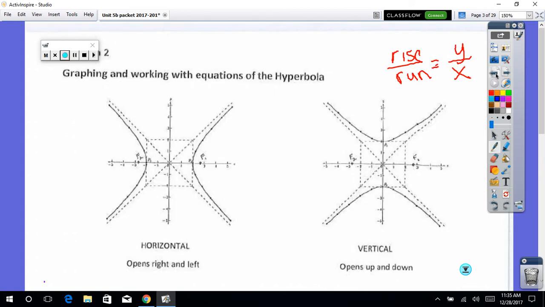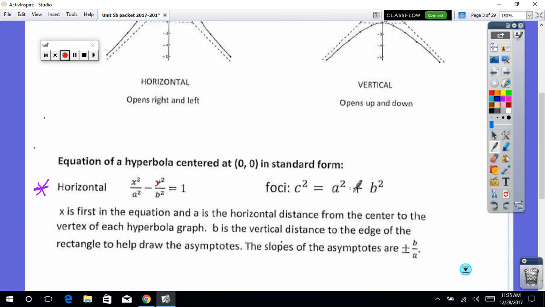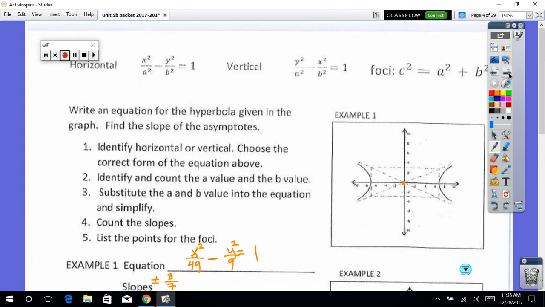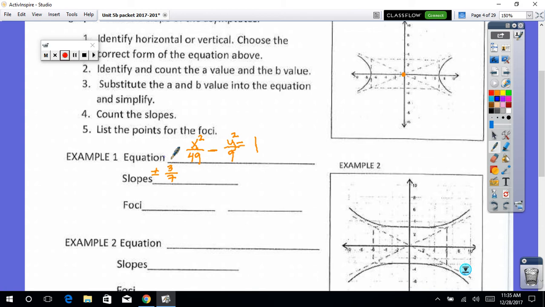Okay, look back at your foci formula, which is right here. A squared plus b squared is c squared. Kind of Pythagorean theorem-ish. Oh, it's right there. Okay, anyway, so our foci is going to be the square root of 49 plus 9.